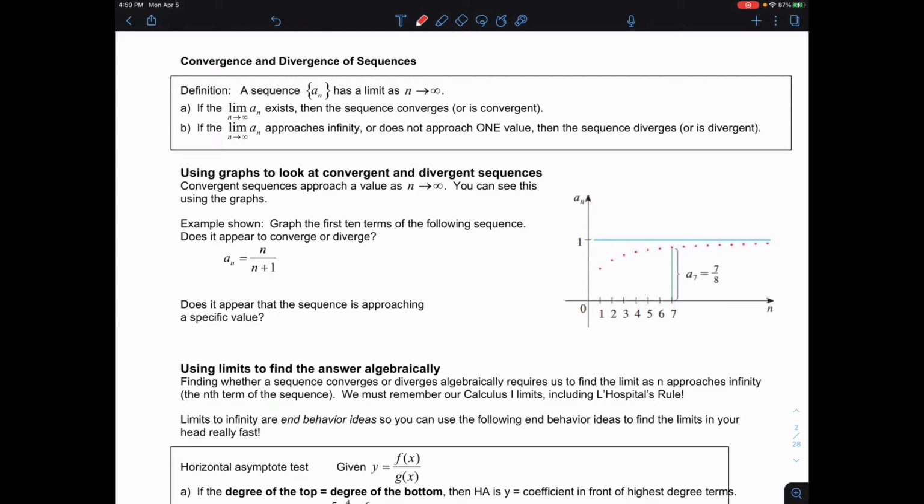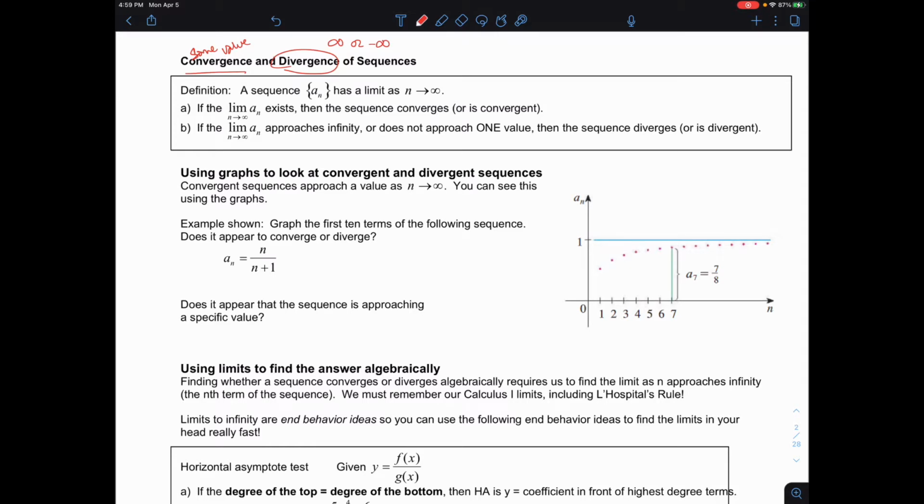In this part of 5.1, we're going to talk about whether a sequence converges or diverges. So remember, if it diverges, it's going to infinity or to negative infinity. If it converges, it's going to some value. So we're looking for some value.